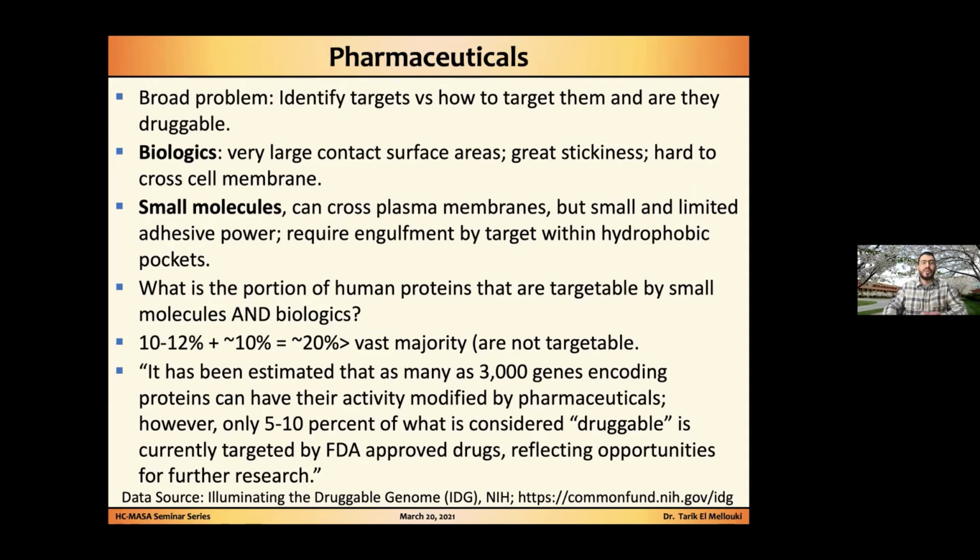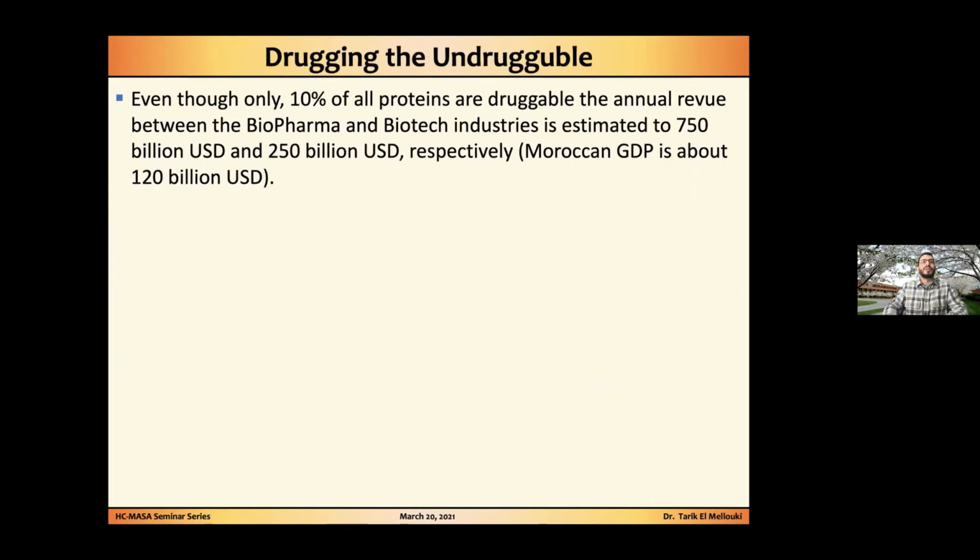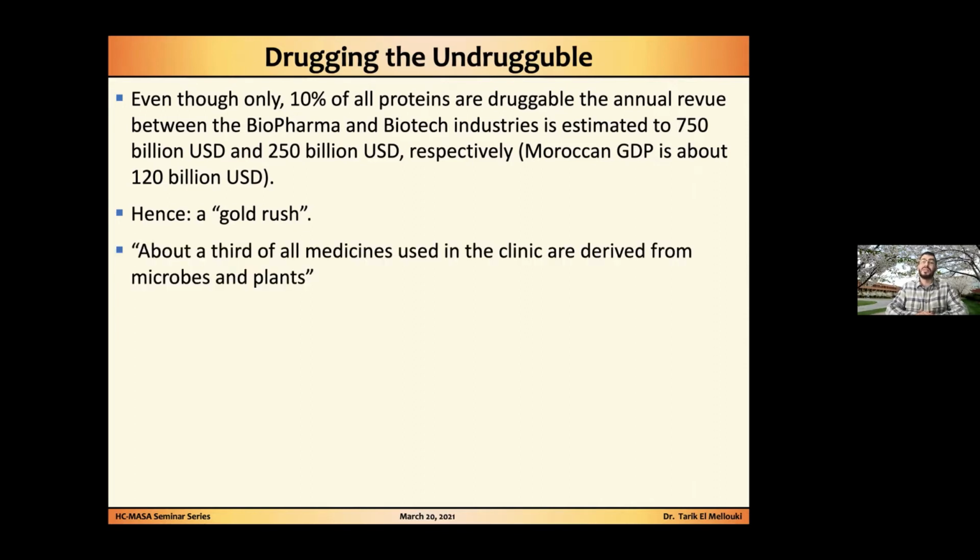But again, this is opportunity, and this takes me to the second part of the title, which is the gold rush. Even though only 10% of all proteins are druggable, the annual revenue of the biopharma and the biotech industries is estimated at about $750 billion and $250 billion respectively. Just to give you a point of comparison, Moroccan GDP is about $120 billion. So just from 10% or 20% of the proteins being targeted, a lot of money is generated. And if we can access another 20%, that's a niche, that's a gold rush. There is the ability to discover many novel drugs that can be used to target undruggable molecules.